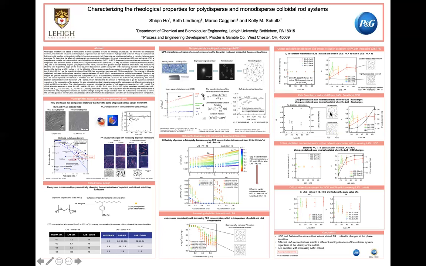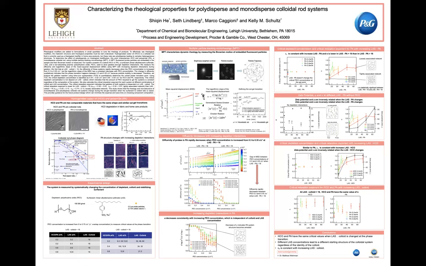And now we present our data for HCl, and we find that, similar to PA, the critical depletant concentration for HCl is constant with increased LAS to HCl. Also, zeta potential and n value are inversely related when LAS to HCl changes. And by comparing the n value for HCl and PA, we find that they are similar.